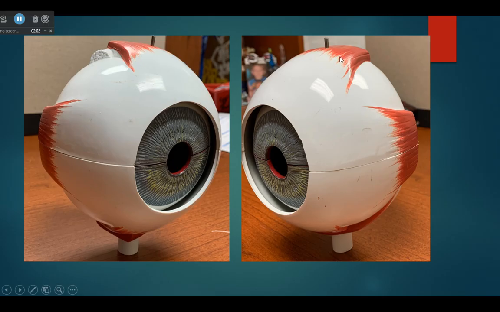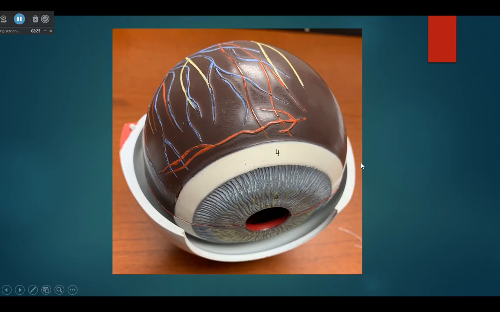This is from the other side. So again, superior rectus. We have the inferior rectus. We're going to have the inferior oblique. And you can't see the superior oblique from this angle. And this is going to be our lateral rectus muscle right there. Again, we have the sclera. The clear part would be the cornea. We have the iris, and we have the pupil.